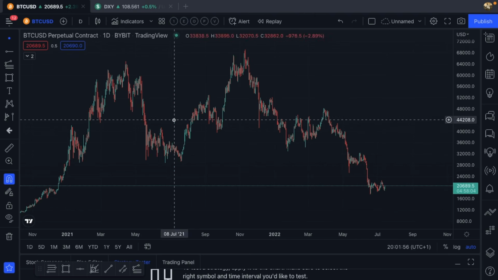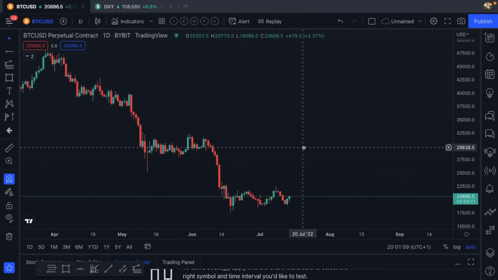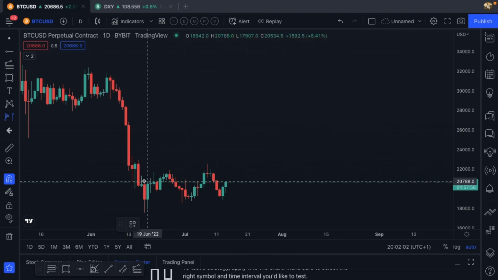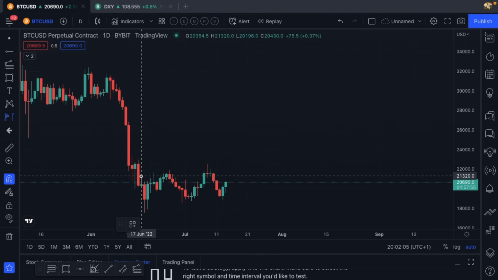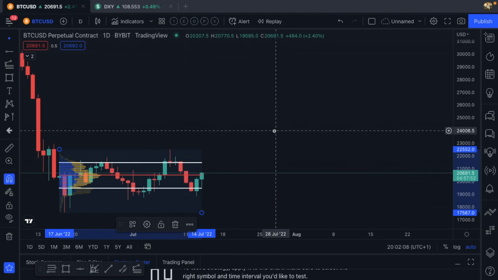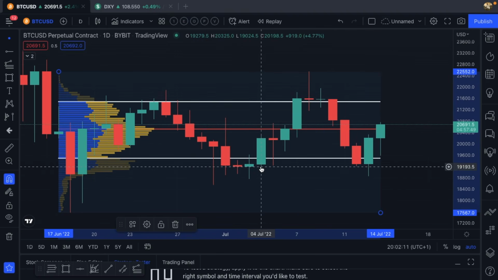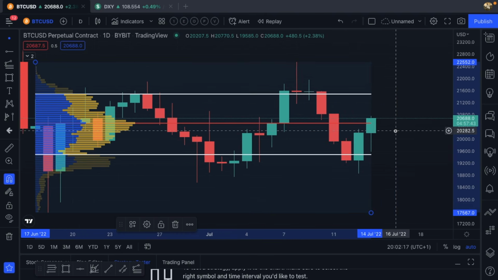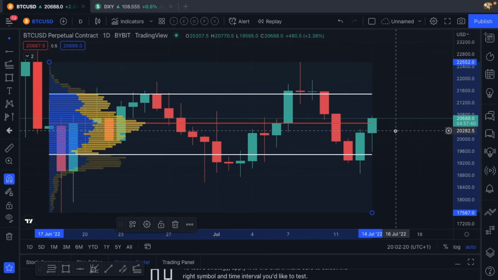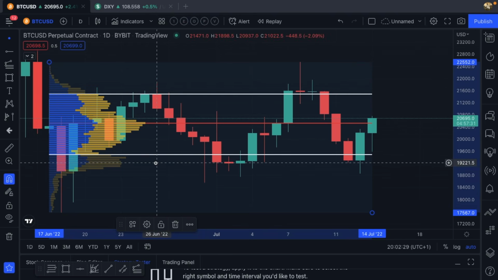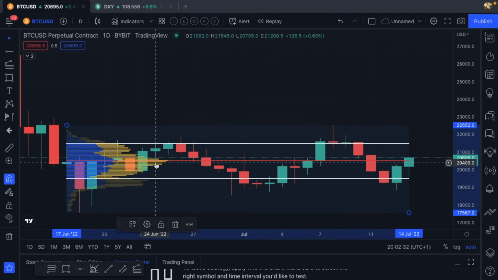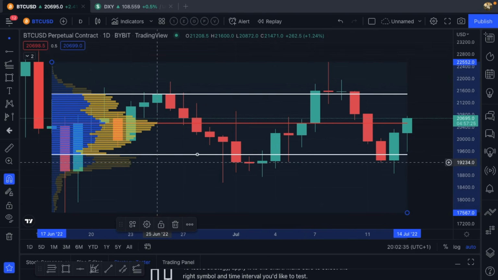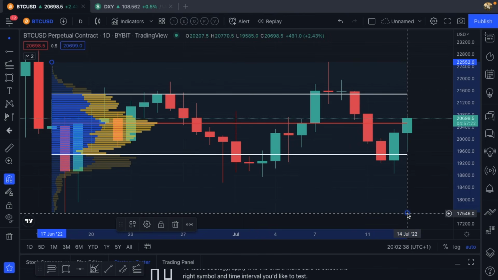Now, we have a lot of ranges here, so we can actually break this up into all of these ranges and really get a good idea of where there's a lot of interest. So obviously here's the point of control. We're today trying to get over that. I don't know if that's going to happen, but if it does, we are likely moving back up to at least the value area high. Okay, so that is it. It's a pretty simple tool, and now I'm going to show you how I use it for day trading.